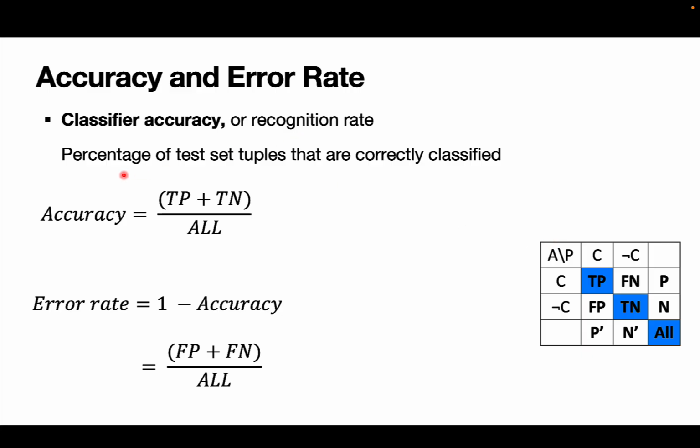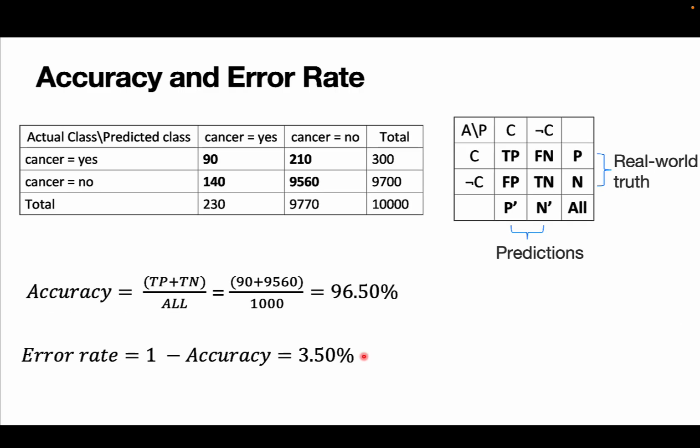In accuracy, we want to find the percentage of test set tuples that are correctly classified. As you can see in this visualization, we are summing up the true positives and true negatives and dividing by all. In this example, we work out the accuracy and error rate for the cancer problem. As you can see, accuracy is high, 96.5%, and the error rate is low, 3.5%.